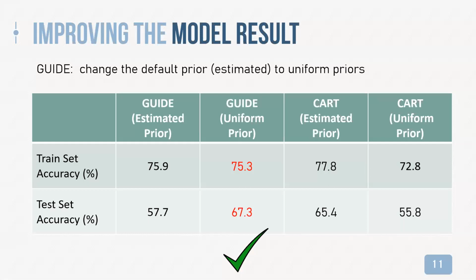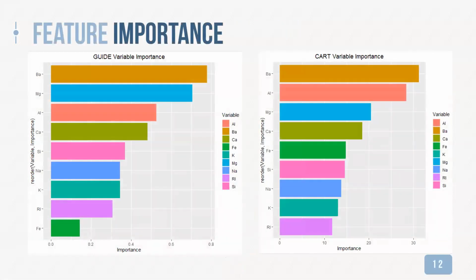So next, this is the feature importance that is produced by the two models. Apparently, they use different criteria and different methods in coming up with this feature importance. CART generally measures the sum of goodness of split measures for each split. But GUIDE uses the chi-squared statistic computed during variable selection to calculate the importance. And you can see that in both charts, barium is the most important variable in the decision tree.